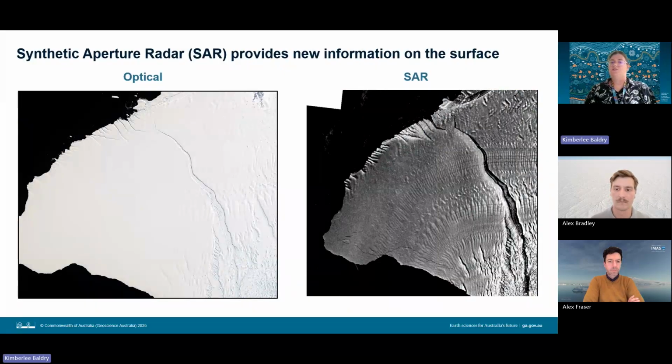SAR also provides new information on Antarctica's snow surface. You can really see the differences here between the optical and the SAR images. The optical image looks, well, mostly white due to the snow. You can see some shadow and texture. However, when looking at the SAR image, you can see even more. You can really see the big crevasses that are hidden underneath the snow.